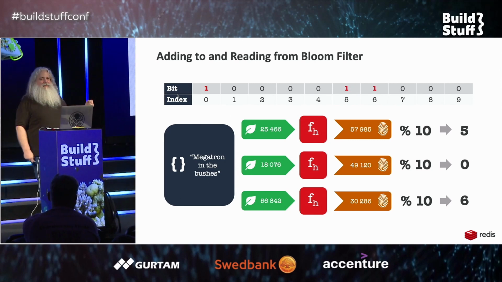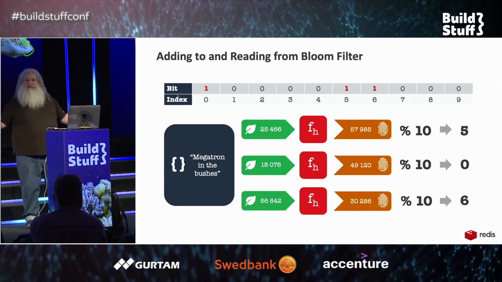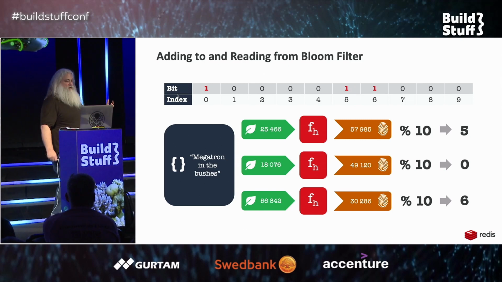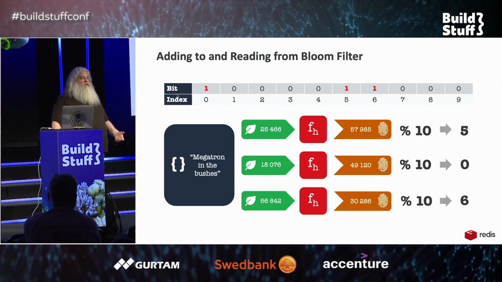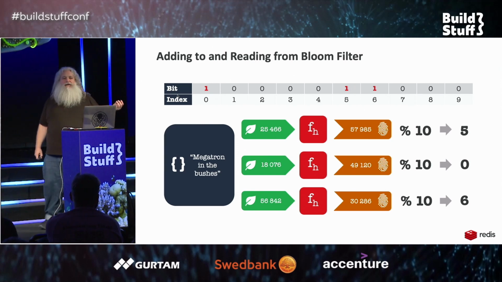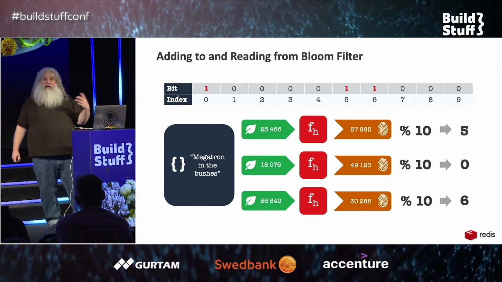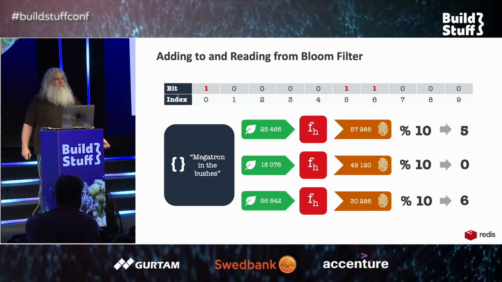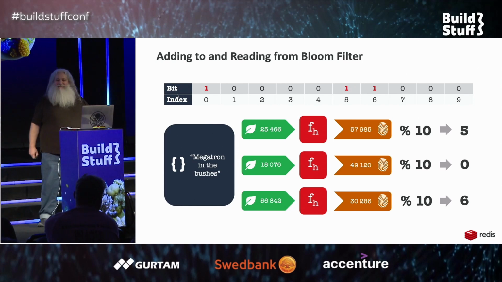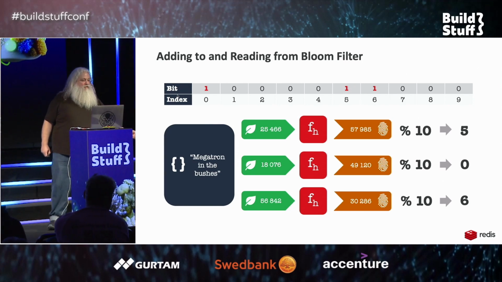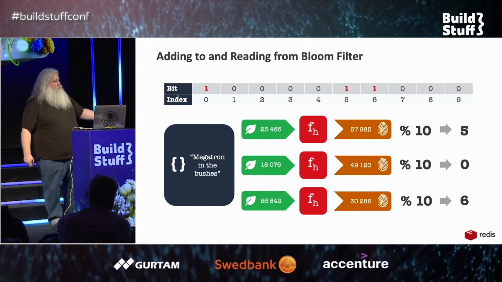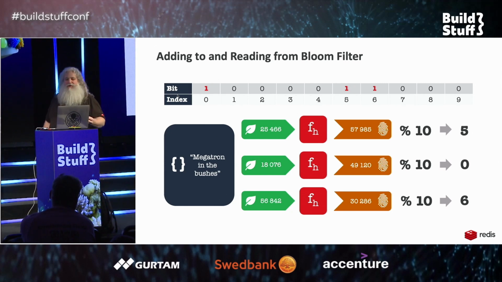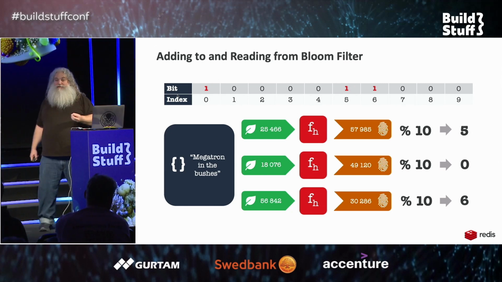Now we can't get that back out of the Bloom filter. It's gone. The data is hashed away. But if we want to read it, we can run Megatron in the bushes through the same process, get the same indices, and look and say, are all the values 1 at these indices? If they are, then Megatron in the bushes is probably in the Bloom filter. If any of them are 0, it's not, because nothing flipped that bit from 0 to 1, therefore it must not have ever been added. So we can get a definitive no, but we can only get a probably when we check to see if something is there.